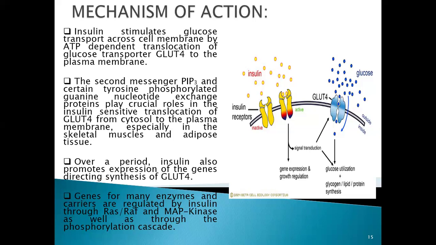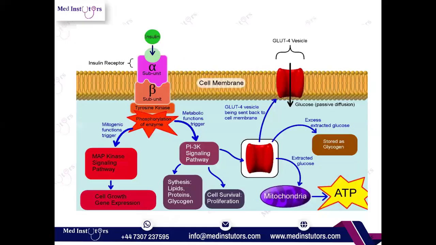Genes for many enzymes and carriers are regulated by the insulin through the RAS-RAF and MAP kinase, as well as through the phosphorylation cascade. So let us see a figure here. You can see that the green insulin globule comes and binds to the alpha subunit of the insulin receptor, and the beta subunit gets activated. The tyrosine kinase activation, always remember, results in the subsequent phosphorylation of certain enzymes. Always, activation of these kinases will subsequently phosphorylate certain enzymes.